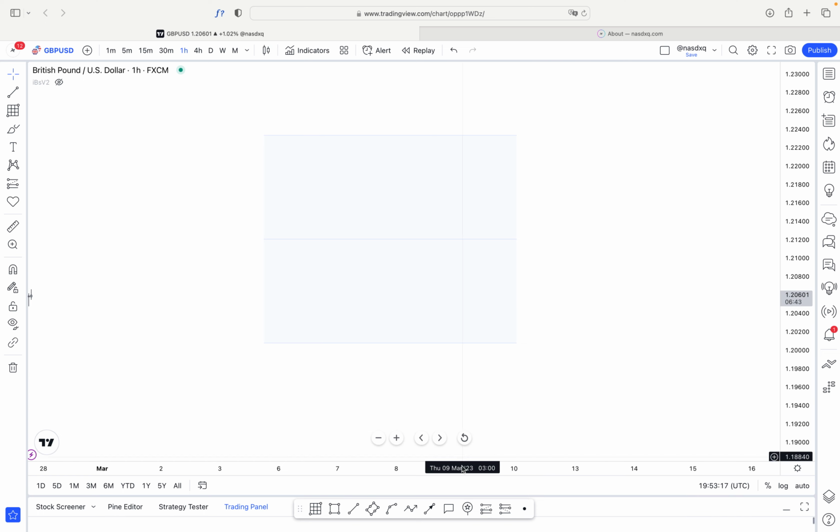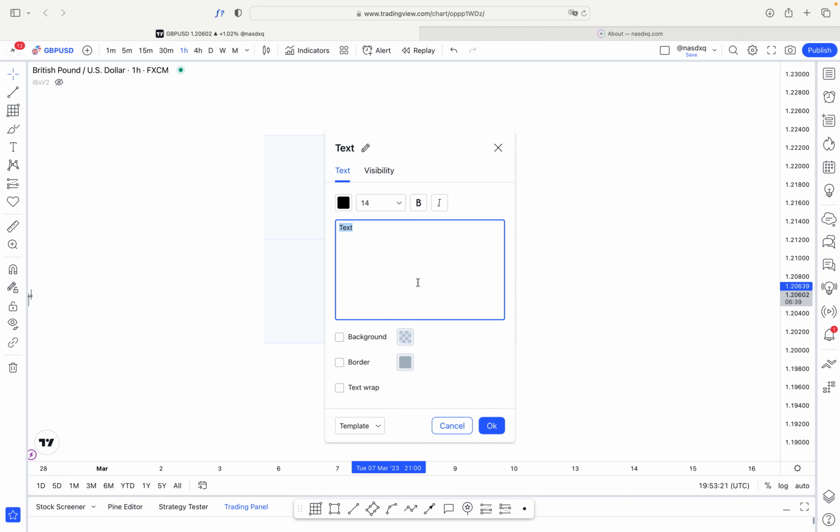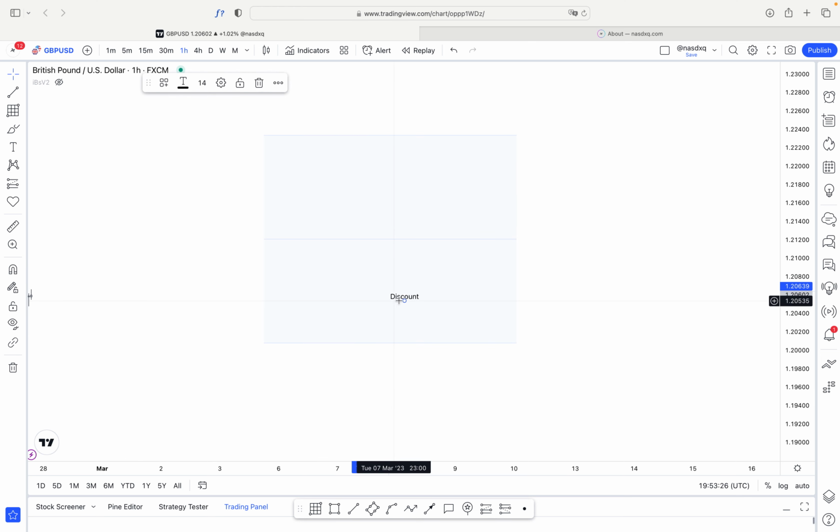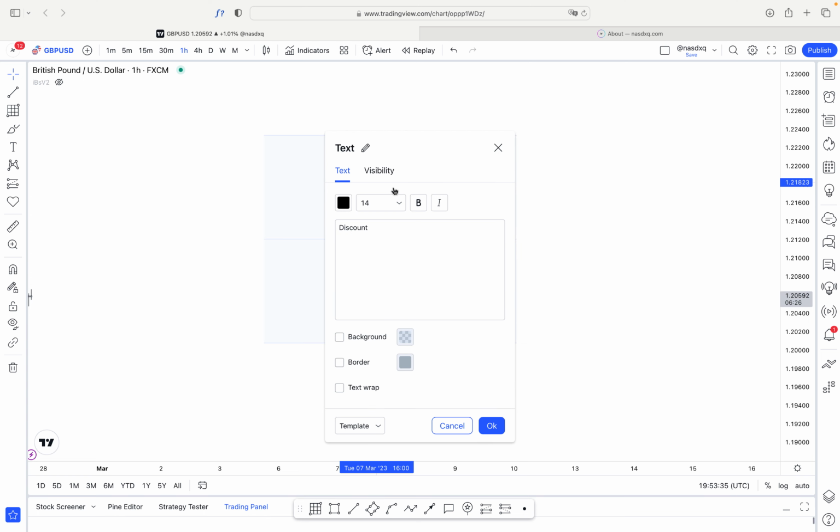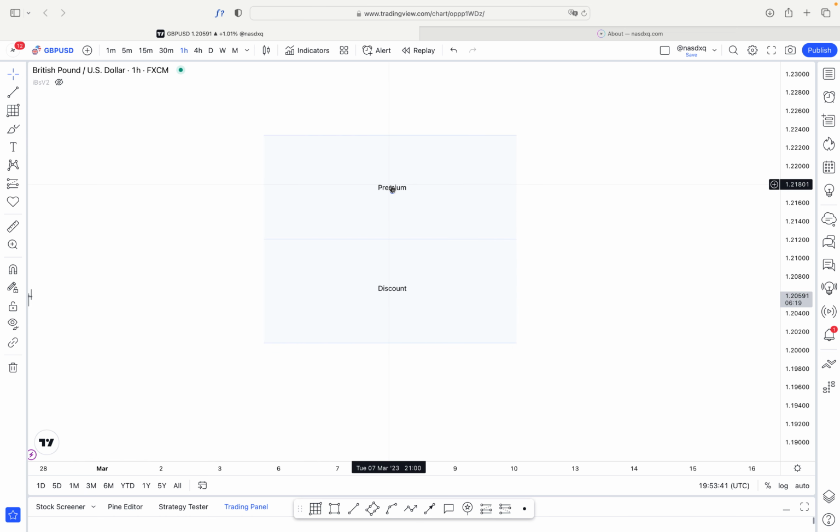Basically, what we're going to be looking at is discount, and we'll just clone that, discount and premium. So what you've got here is premium supply and discount demand, okay? And this middle line in here separates the two barriers.